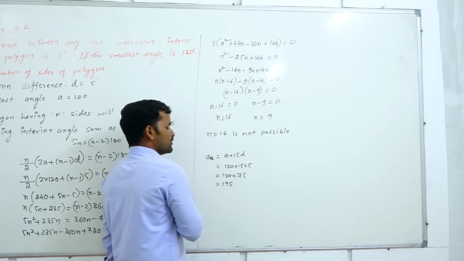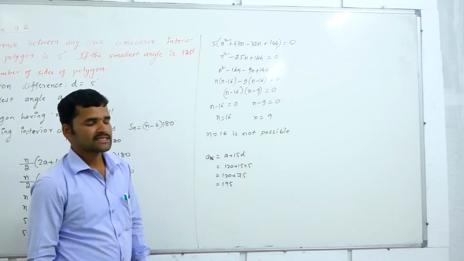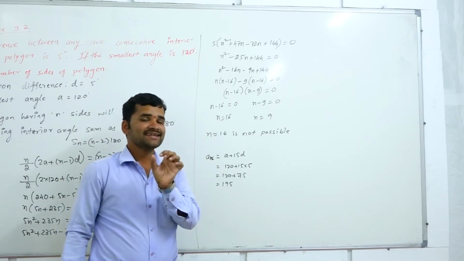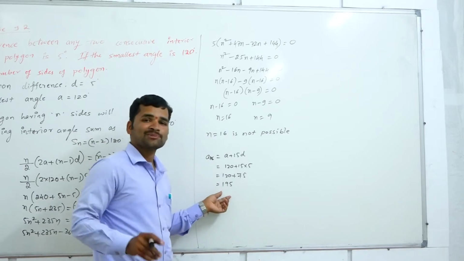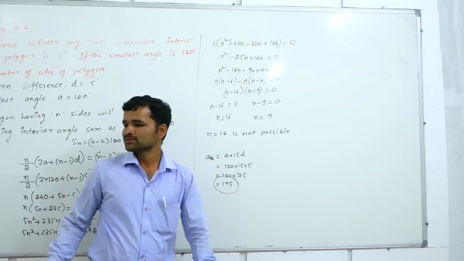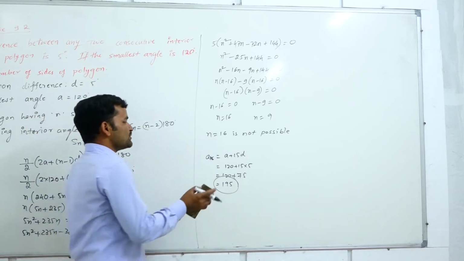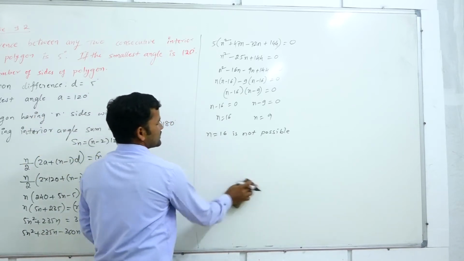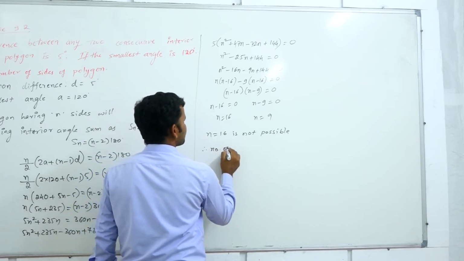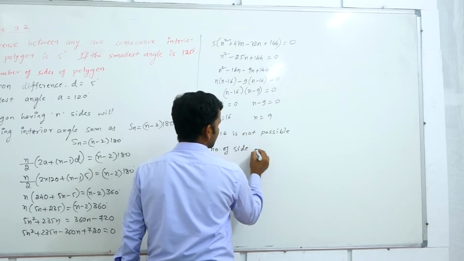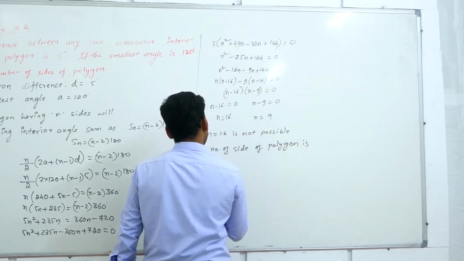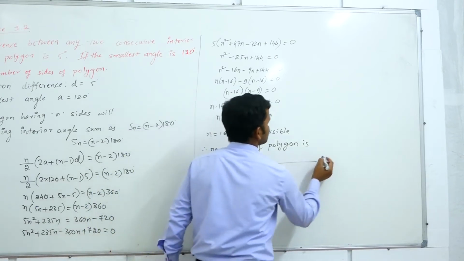We are getting 195. See, in a polygon, any one interior angle can't be more than 180 degree. But here we are getting 195. So this n is equal to 16 is not possible. Therefore, number of sides of polygon is 9. Only 9 is the possible answer.